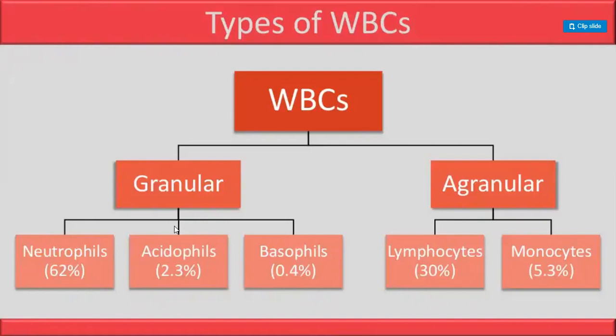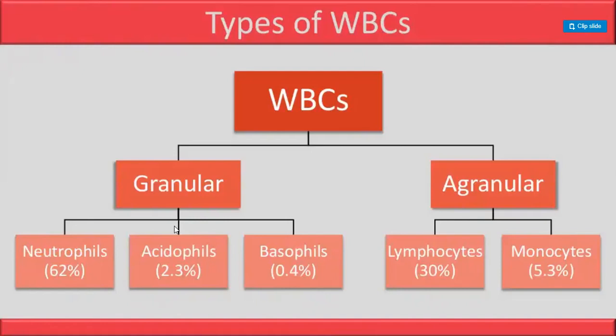So another name for acidophil, I said, is what? Eosinophil. So the three main granular leukocytes, or granulocytes, are neutrophils, acidophils, and basophils. Acidophils or eosinophils make up 2.3% of white blood cells, while basophils make only 0.4% of white blood cells, while neutrophils make up 62% of the white blood cells.